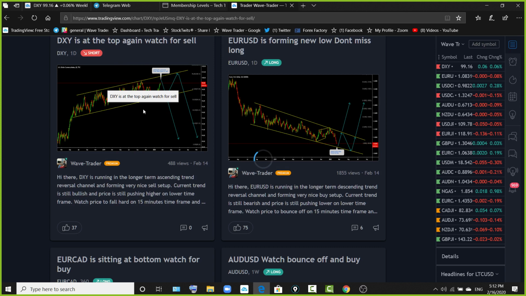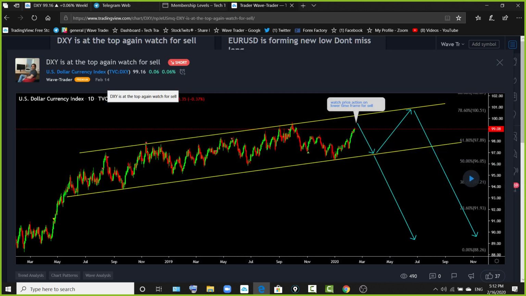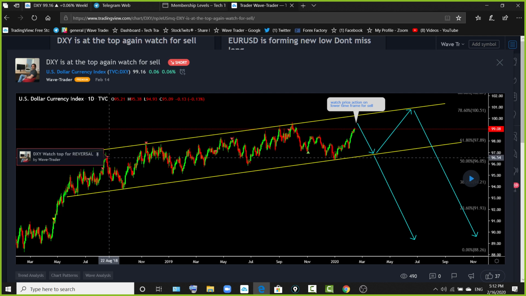All right, so dollar index. Dollar index is also at a best spot to watch for it to drop aggressively. If you go back to this previous chart, you can understand what dollar index is doing. Every time dollar index was forming highs, we were looking for it to drop aggressively.